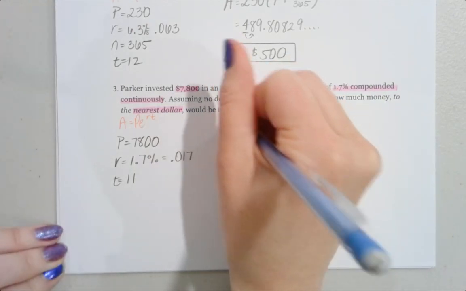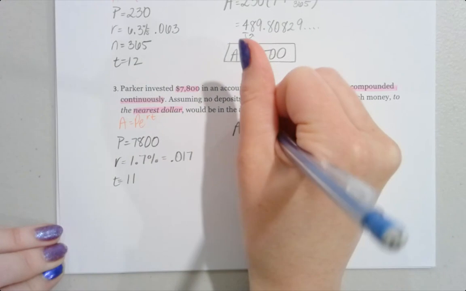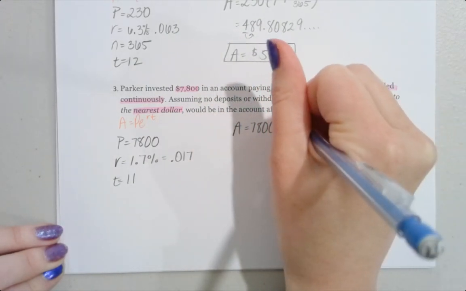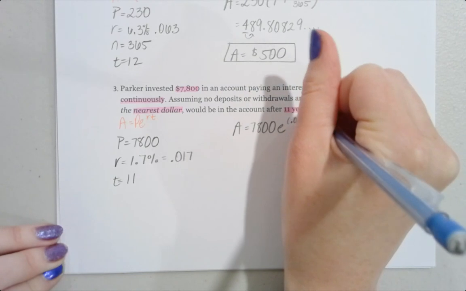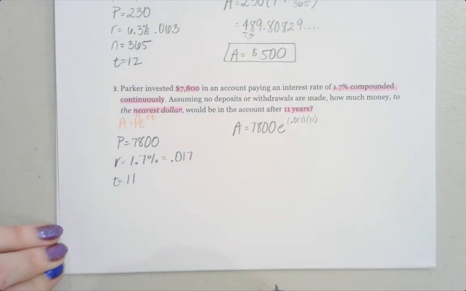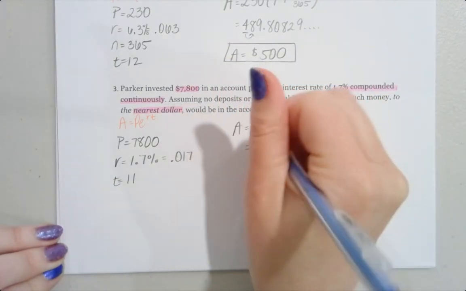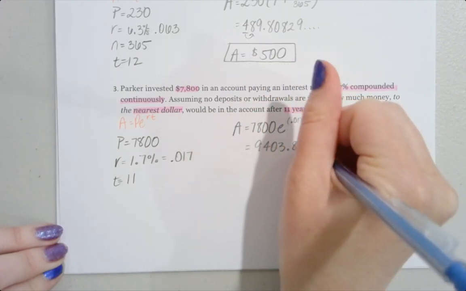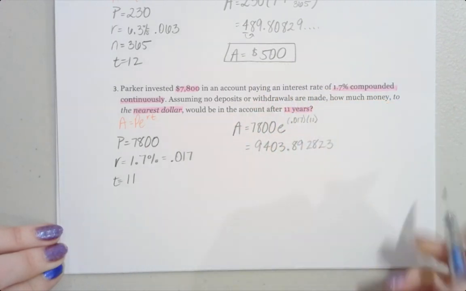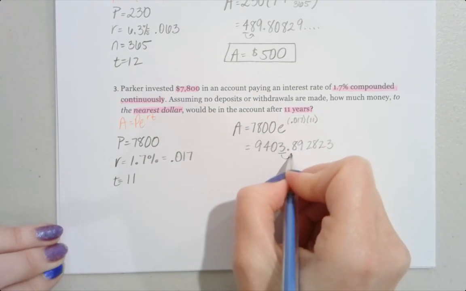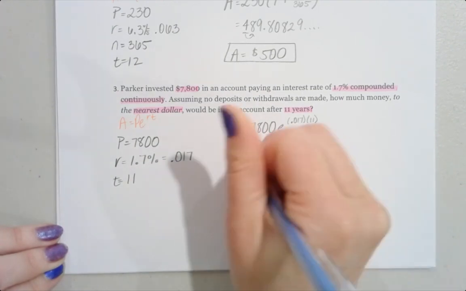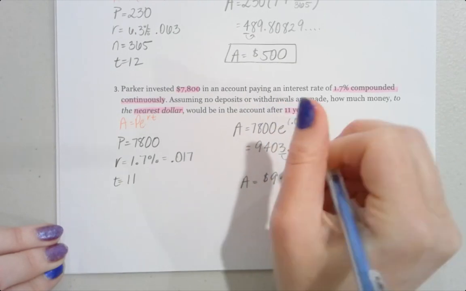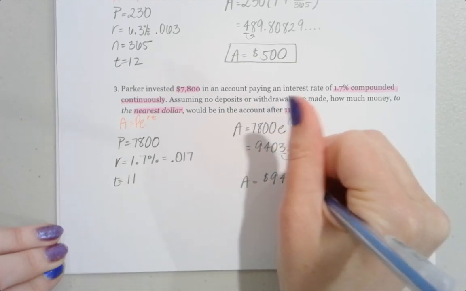So here we go. We've got 7,800 E to the 0.017 times 11. Again, type it all in at once. Let the calculator do the work. You should get 9,403 and some change. All right, it says round to the nearest dollar, so whole dollar here. That 8 is enough to tell us to go up. So our total amount is going to be $9,404.